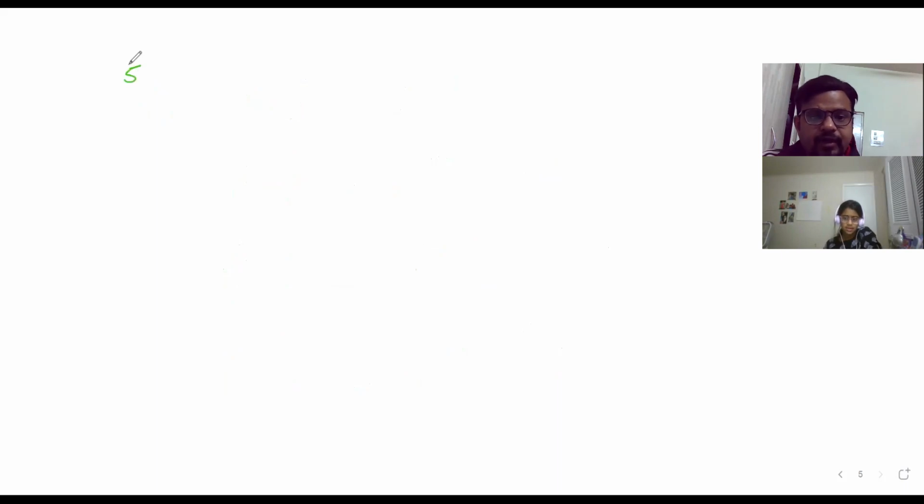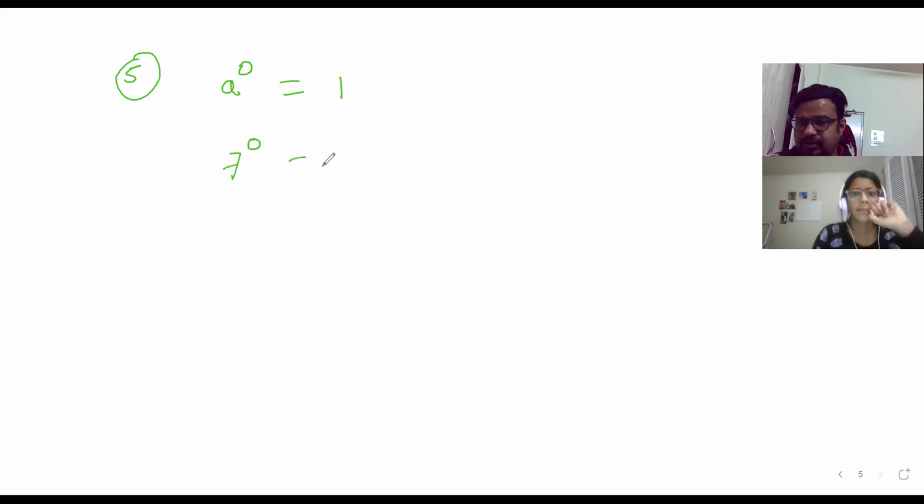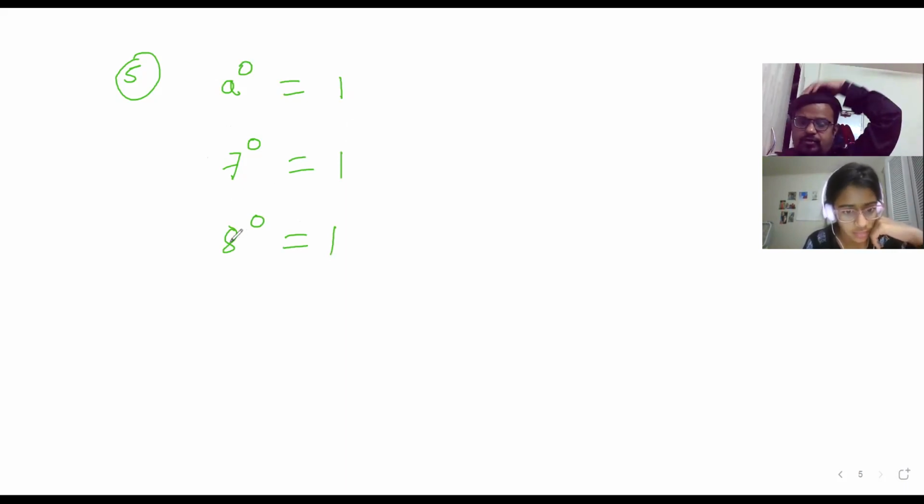Now the next law of exponent, that is the fifth law of exponent. How many laws are there? There are 5 to 6 laws. A raised to 0 means what? 1. I already explained this law. 7 raised to 0 is 1. Anything raised to 0 is 1. This is another law. Anything raised to 0 is 1.